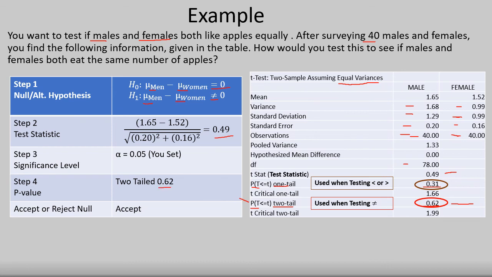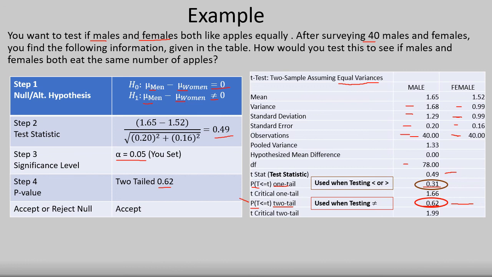If our p-value is higher than our significance level, then you will always accept your null hypothesis. If it's less than your significance level, then you will reject your null hypothesis and accept the alternative hypothesis. How I always remember this is if your p-value is less than your significance level, then you lose. So if it's less, you lose. If it's higher, like it is in this case, you accept.